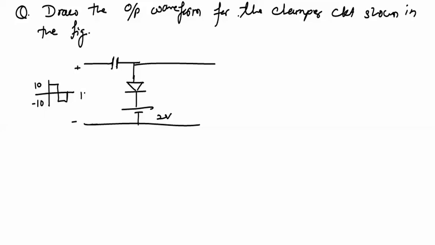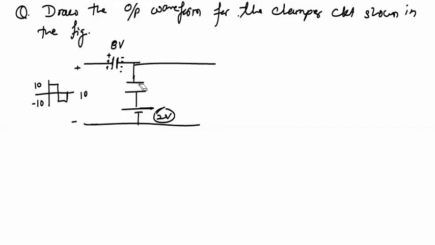During the positive half cycle the input is constant plus 10 volt, and plus 10 volt is greater than 2 volt, so the diode will be forward biased, and as the diode is forward biased, a current will flow through the capacitor and the capacitor will be charged with this polarity. Now if the input is 10 volt, out of 10 volt the 2 volt is opposed by this 2 volt source, so the capacitor will be able to charge up to only 8 volts.